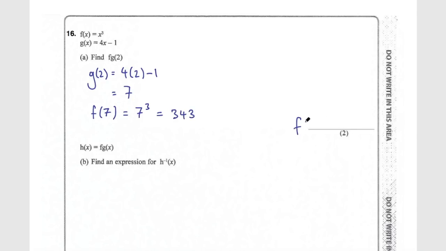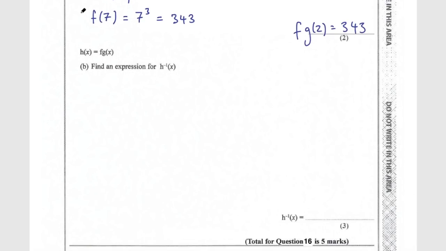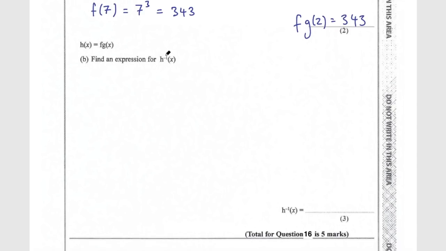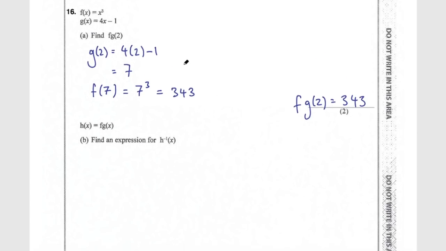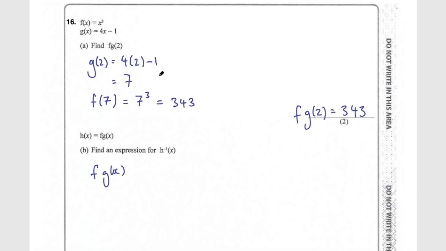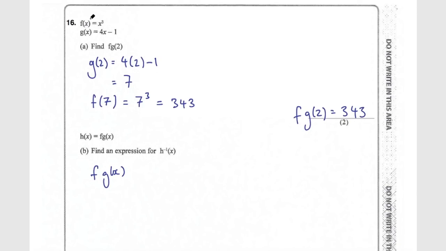So f of g of 2 is 343. Second part of the question says h of x equals f g of x. Find an expression for h inverse x. Okay, so f g of x, that's saying that I've substituted g of x into f of x. In other words, take this expression and cube it. So f of g of x is going to be (4x minus 1) cubed.